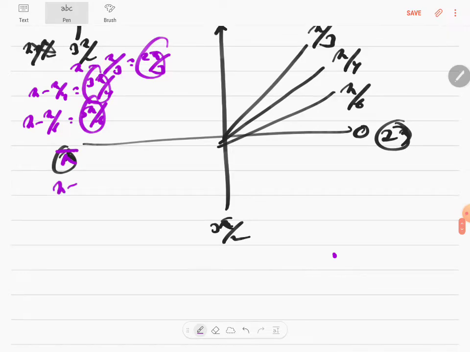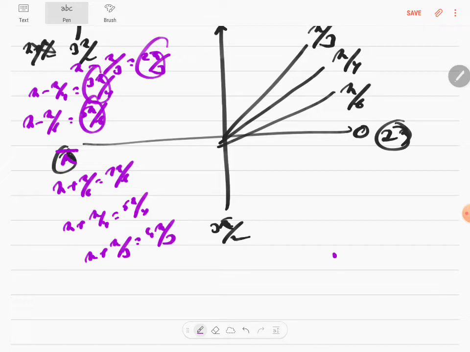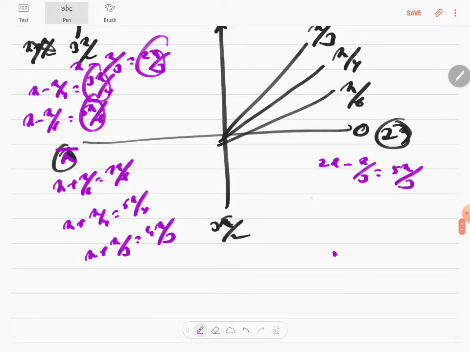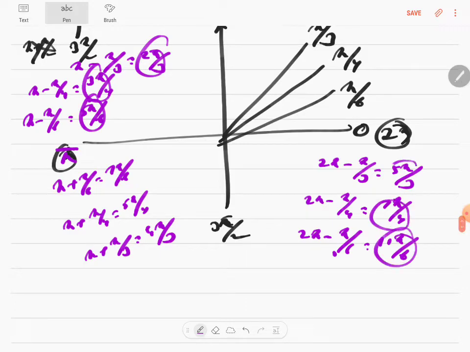And pi plus pi by 6 is 7 pi by 6. Pi plus pi by 4 is 5 pi by 4. Pi plus pi by 3 is 4 pi by 3, and so on. For fourth quadrant angles, 2 pi minus pi by 3 is 5 pi by 3. 2 pi minus pi by 4 is 7 pi by 4. 2 pi minus pi by 6 is 11 pi by 6, and so on. Like that you can arrive at radian measures of angles in different quadrants.